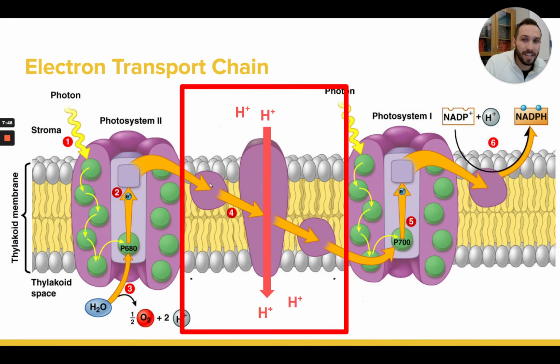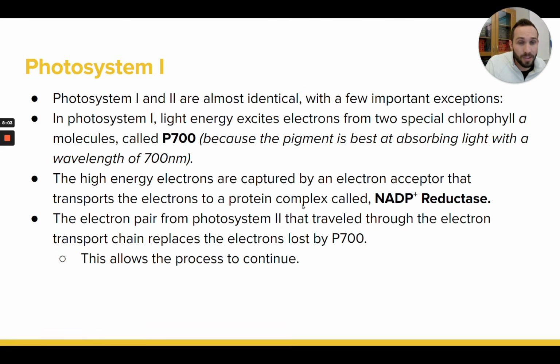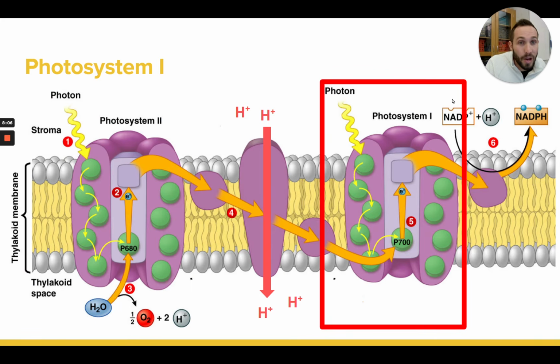By the time those electrons get passed along here, they're now low energy electrons. Their energy was taken, and now they're low energy electrons again. Then those low energy electrons are going to arrive at photosystem 1. They're going to be dropped off here at photosystem 1. So then we'll go to photosystem 1 and see what happens. In photosystem 1, the same thing is going to happen as in photosystem 2: we're going to see all this light energy be absorbed by these pigment molecules.